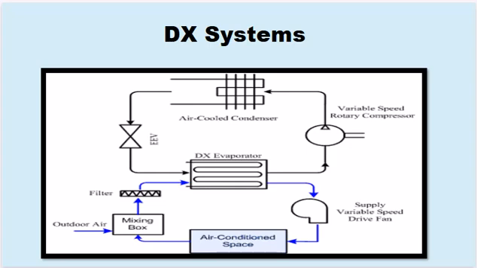Direct expansion, DX, air conditioning system. Components. DX evaporator: absorbs heat from indoor air. Compressor: compresses the refrigerant, raising its pressure and temperature. Air-cooled condenser: releases heat to the outside air. Expansion valve: reduces refrigerant pressure, causing it to evaporate and absorb heat. Filter: removes dust and particles from outdoor air. Mixing box: controls temperature and humidity by mixing outdoor and indoor air.